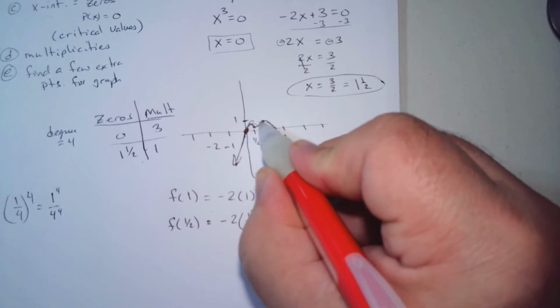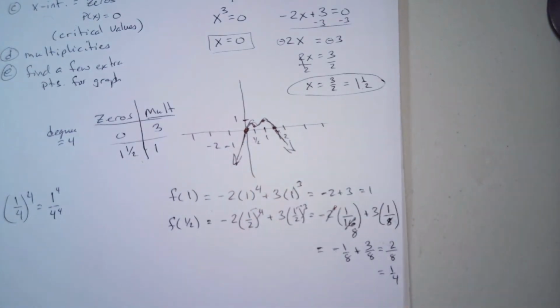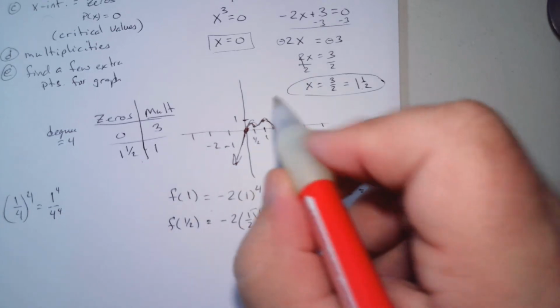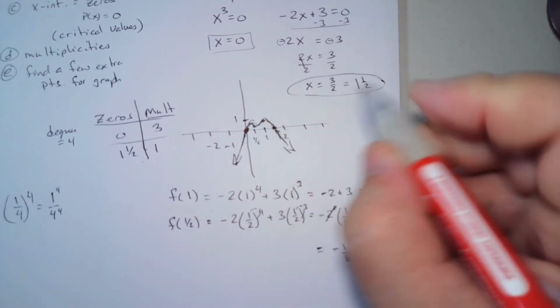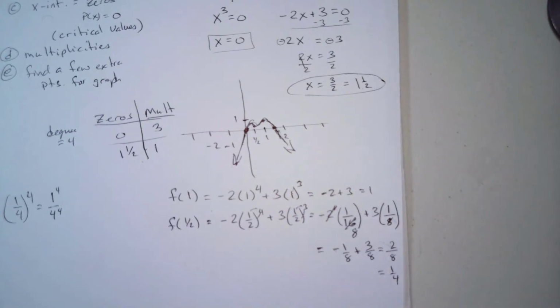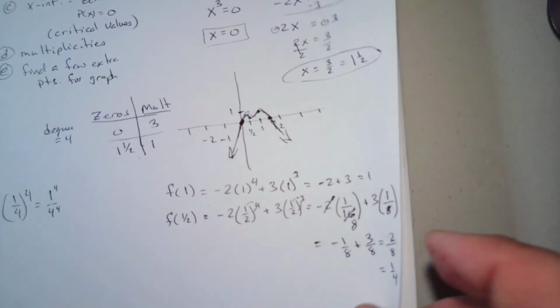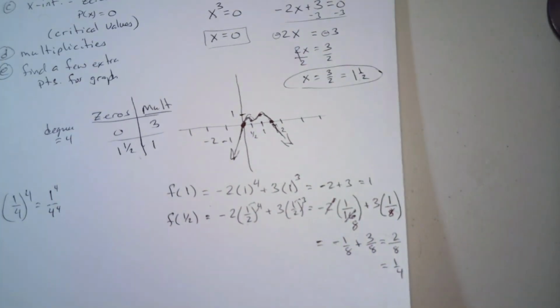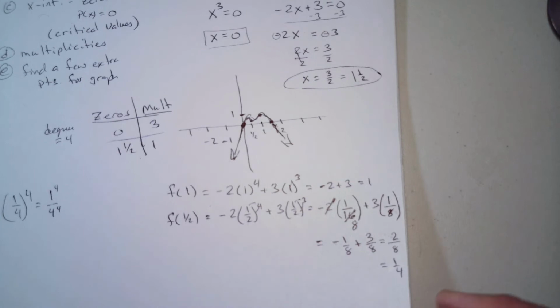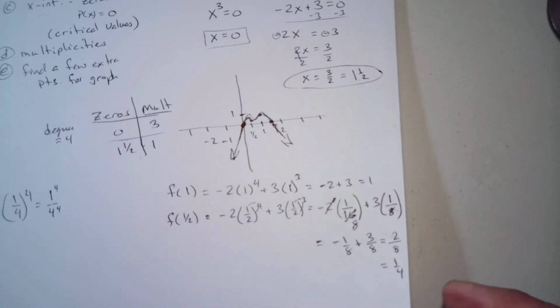So our graph looks something like that. Remember, it's a 4th order, so we're going to have at most 3 vertices. So we'll look something like this. Yeah, so that's the hardest part. And you definitely use calculators to do the calculations, and you can also check your graph with it too. All right, let's look at the next one.